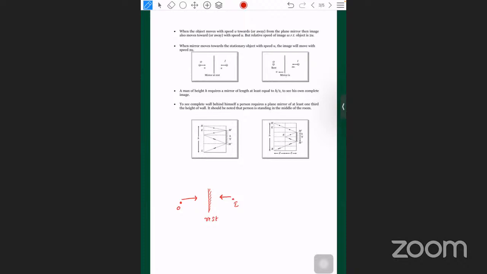If the object is moving at the speed u, the image also moves at the same speed u. This is the first case. But please remember, if the mirror is moving with the speed u, the image speed will be double. Image speed will be what? Double. If the mirror is moving, the image speed will be double.